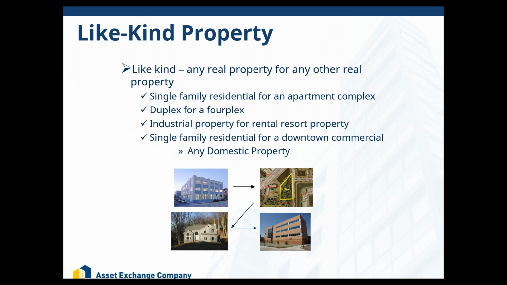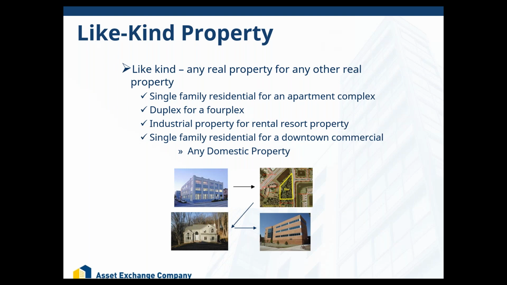So what exactly is like kind property? Well, like kind property is any type of real property that you use in your trade or business or that you hold for investment. You can sell that in a 1031 exchange and you can buy as a replacement any type of like kind property, which is any type of real property that you use in your trade or business or that you hold for investment, right? So just because you're selling that single family residential home that you hold for investment, that rental property, when you sell that in a 1031 exchange, you don't have to buy as a replacement another single family residential home if you don't want to.